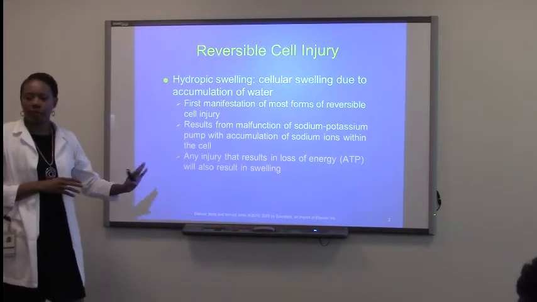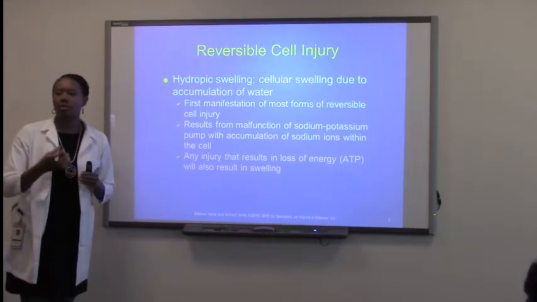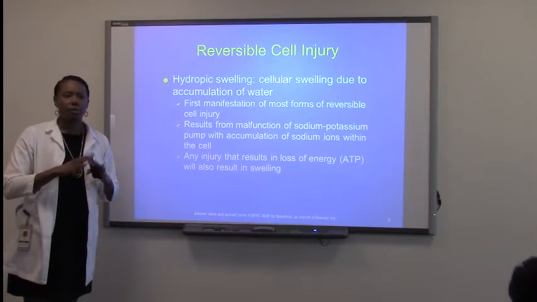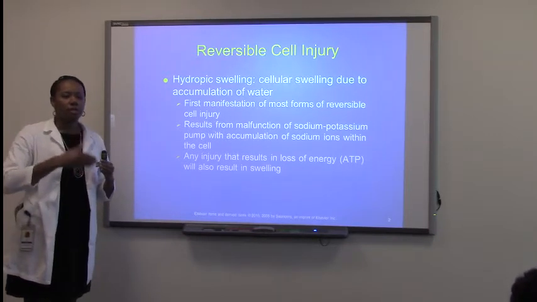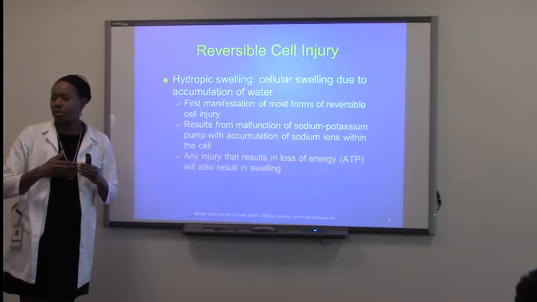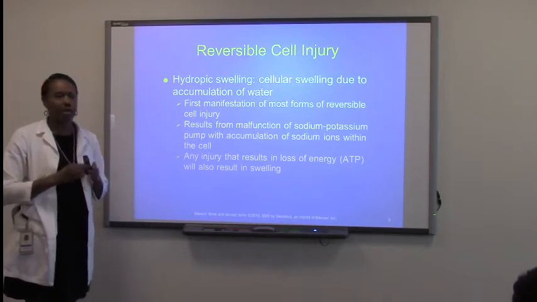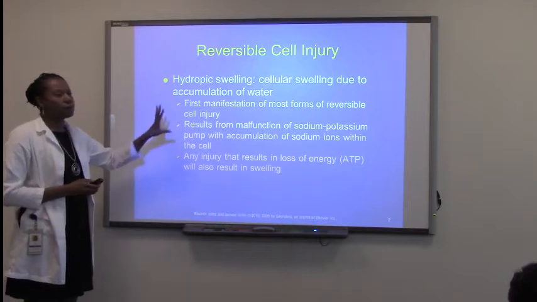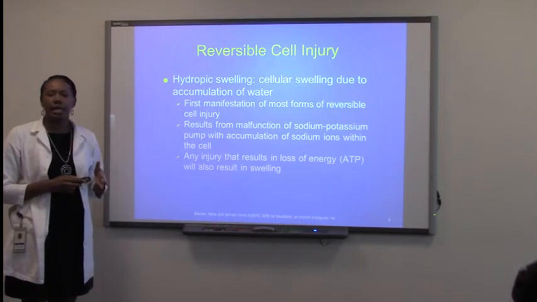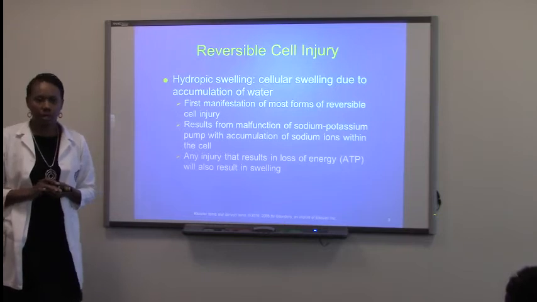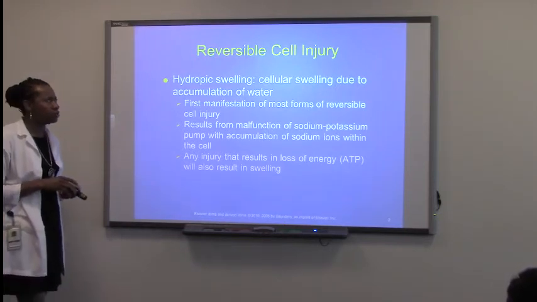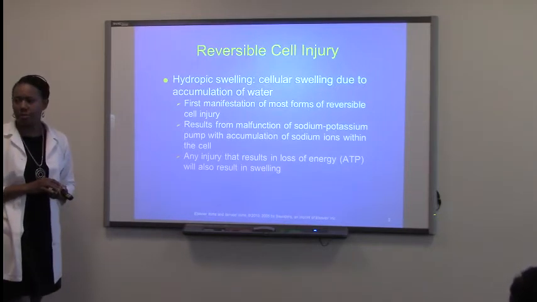When we talk about reversible cell injury, this means that the cell gets injured, it gets damaged, whatever happens, but whatever process is going on with that cell can be reversed, whether it's removing something or going back to its normal state. The first type of reversible cell injury is called hydropic swelling. I'm quite sure you may have heard of this term before, maybe not.